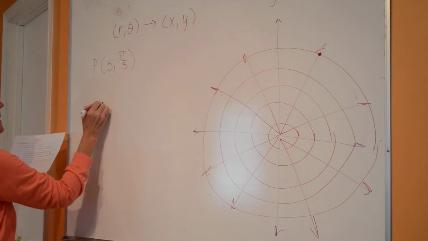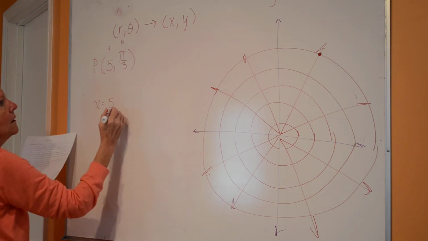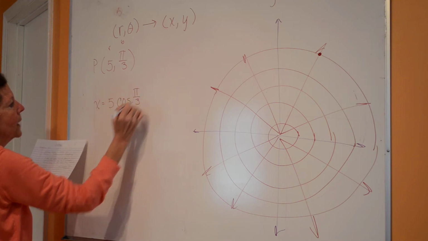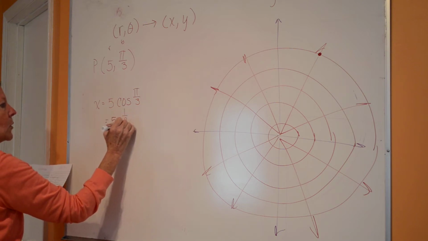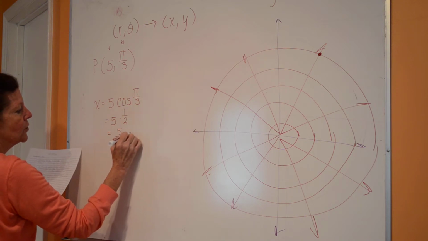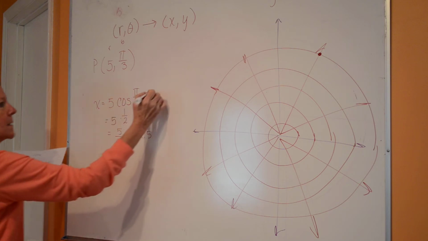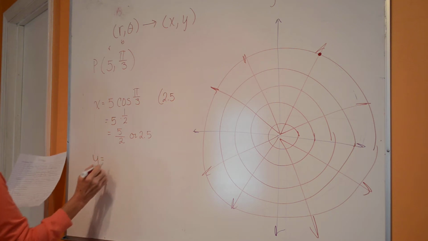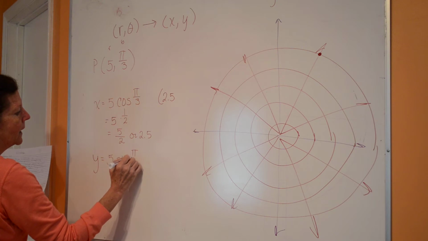The x is equal to 5, that's the r, remember, this is your theta, times the cosine of pi over 3. So I've got 5 times the cosine of pi over 3, which of course is 1/2. So my x value is 5 over 2, or 2.5. So that's my x coordinate. Then I need to do the y. Y is equal to 5 times the sine of pi over 3.